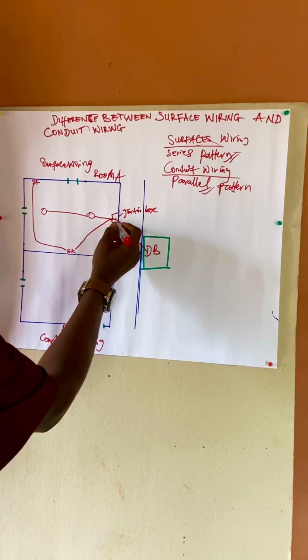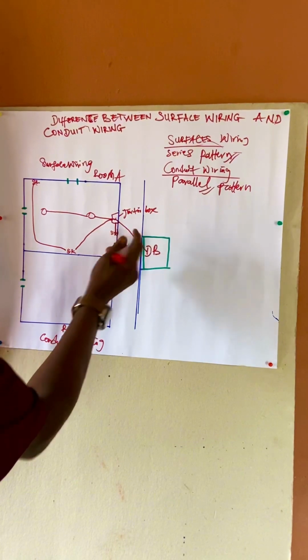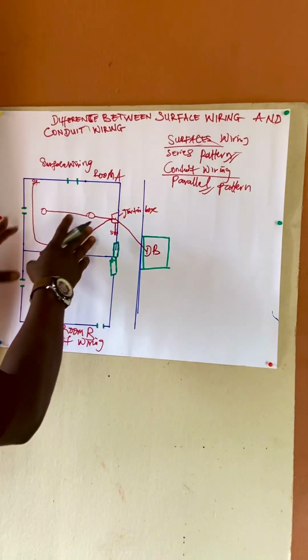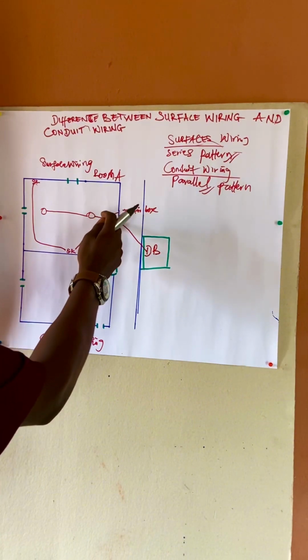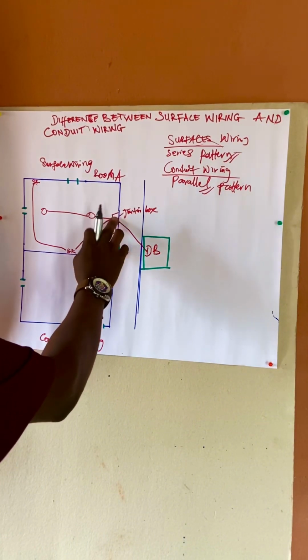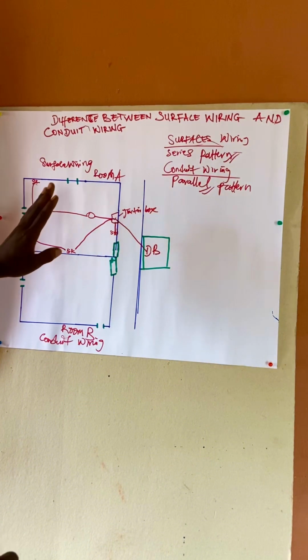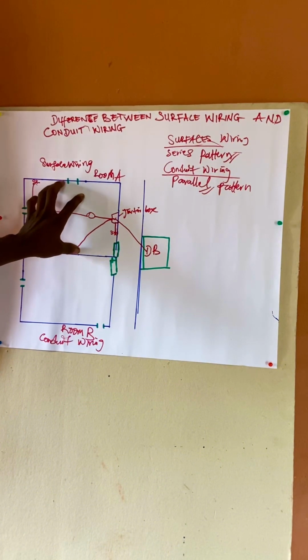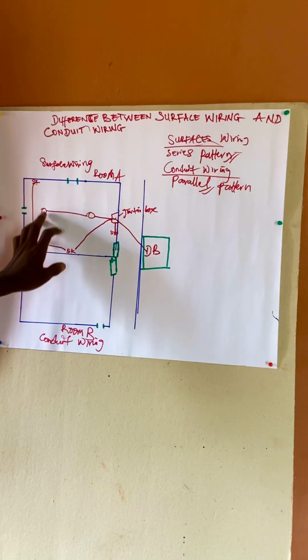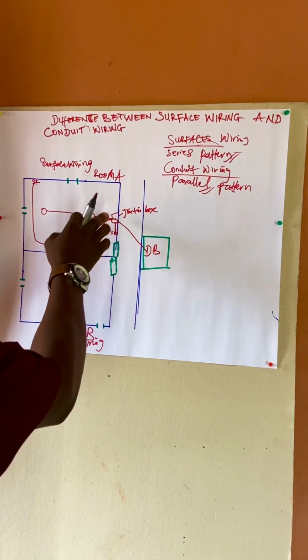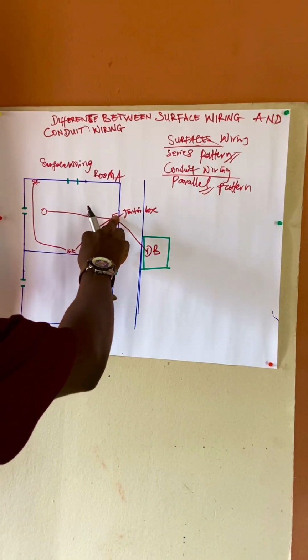So from the junction box, you link the switch. Have you seen it? All the necessary connections are going to be done inside here. The pattern I use is the series pattern, and it's mainly used for surface wiring, whereby the socket, the lighting point, everything is connected in the junction box.